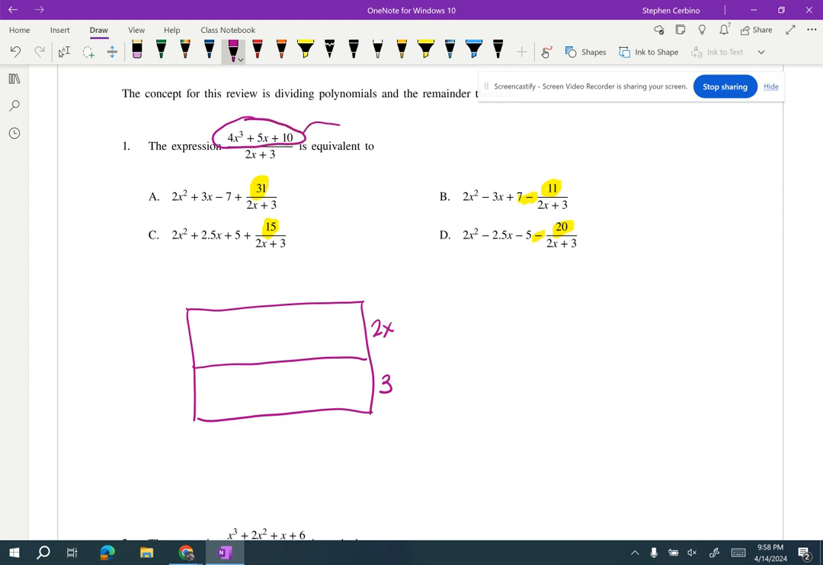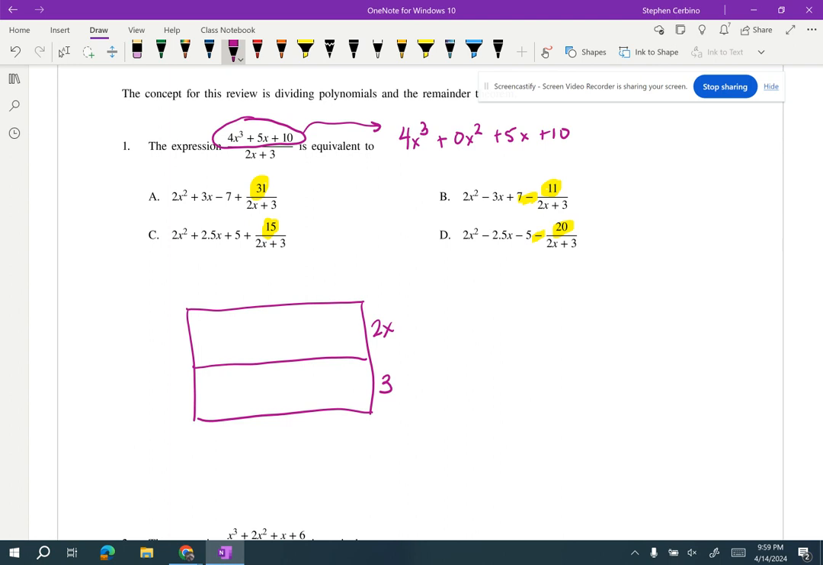Now, this polynomial actually has a missing term. So the first term is 4x cubed. The second term, which is missing, is 0x squared. The third term is 5x, and our constant and last term is 10. Now, one of the reasons why we want to look at those choices is they all have remainders. So we know that the last box is not going to be 10. We're going to have to calculate and figure out what the remainder is.